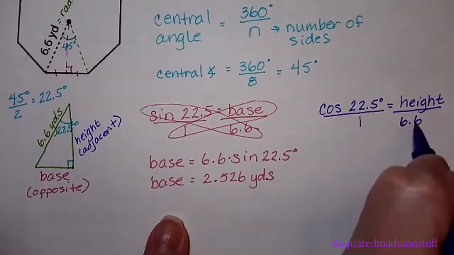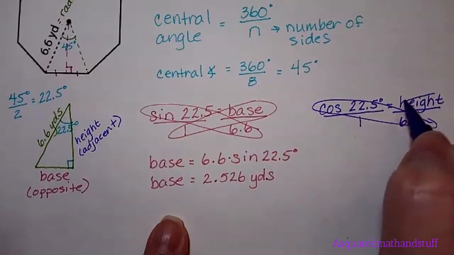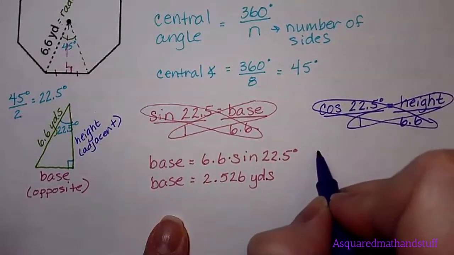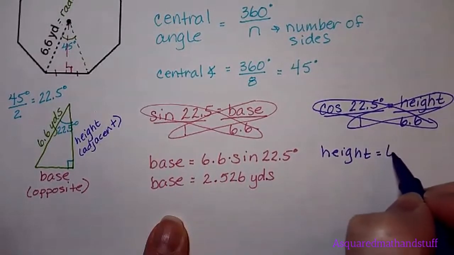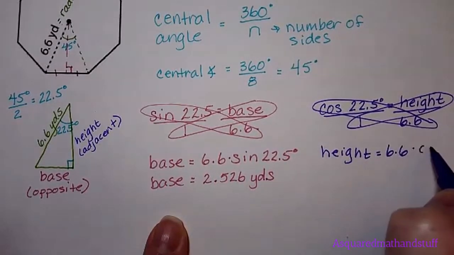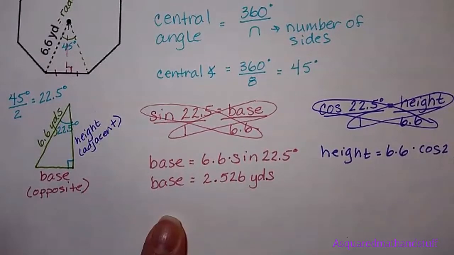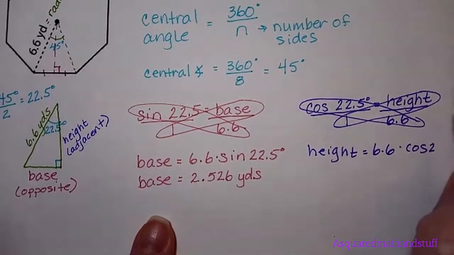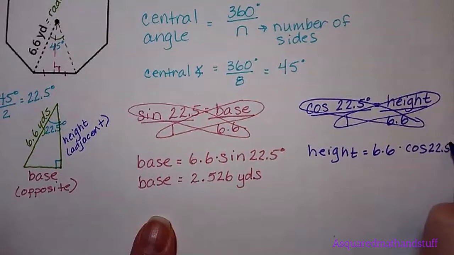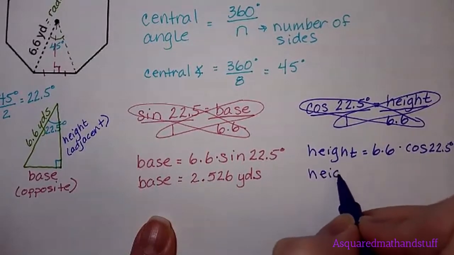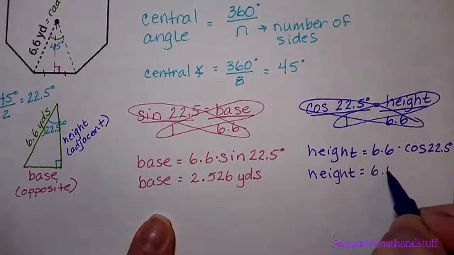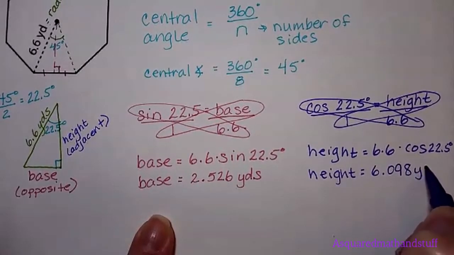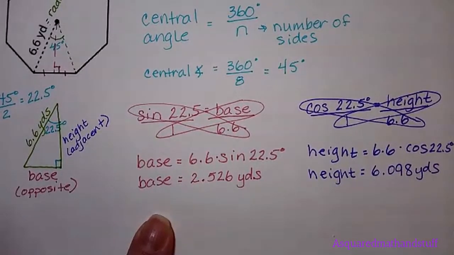Put this over 1 again, do our cross multiplication. Our formula is then our height is equal to 6.6 times the cosine of 22.5 degrees, which when you calculate it out gives us a height of 6.098 yards. All right, so now we have the 2 values that we're looking for.